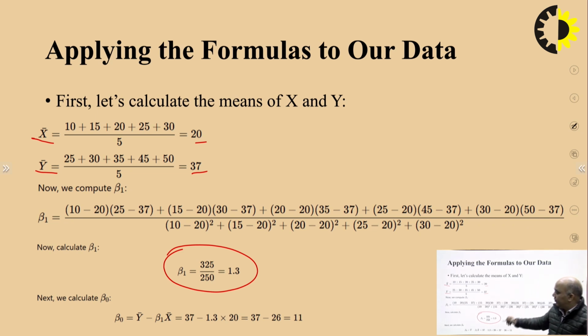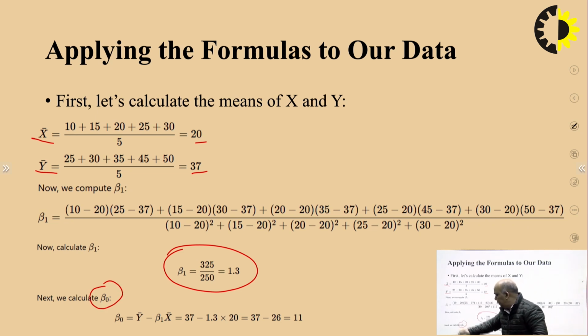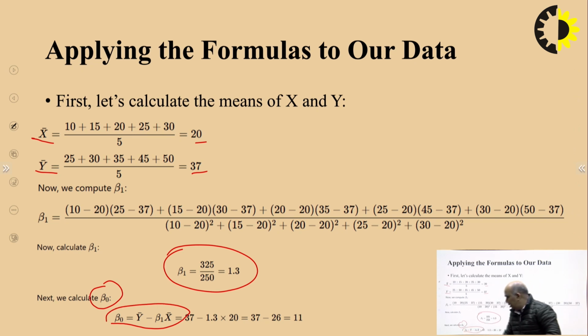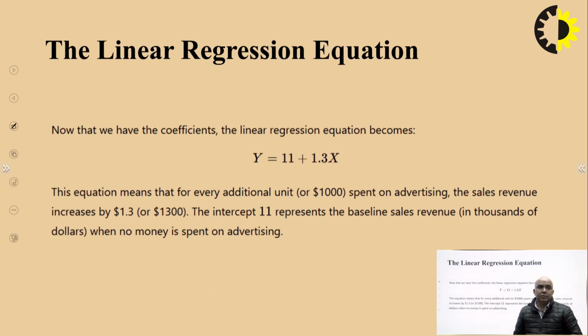Now we have to calculate beta naught, which uses this formula: beta naught is equal to y dash minus beta 1 x dash. So we will get the value of beta naught. The beta 1 value is 1.3 and the beta naught value is 11. So we put those values in y is equal to beta naught plus beta 1 x.